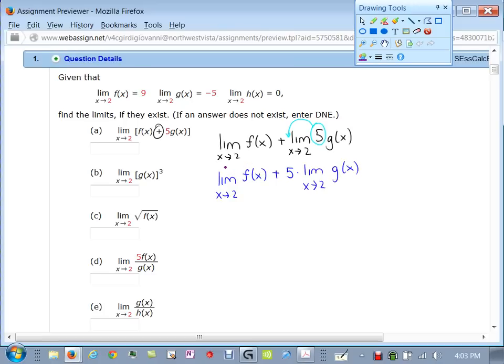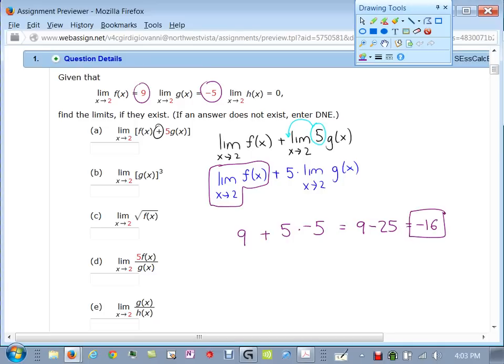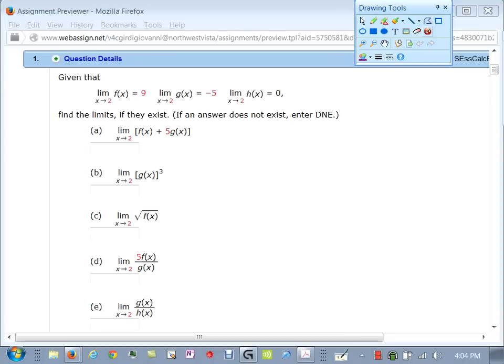Now the limit as x approaches 2 of f of x is 9 plus 5 times, now the limit as x approaches 2 of g is -5, so times -5. So we get 9 minus 25, which is -16. So it's just a matter of applying these rules to our expression and then breaking it up and then plugging numbers in. All right, let's try the next one.